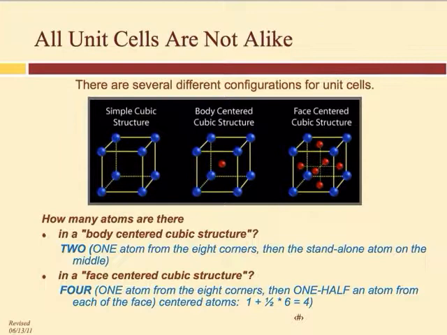Ready? Those are the answers, right? So we have two in this one, four in this one. One atom for the corners, and then we have 1/2 times 6 is 3, plus the 1 for the corners is 4. Okay?